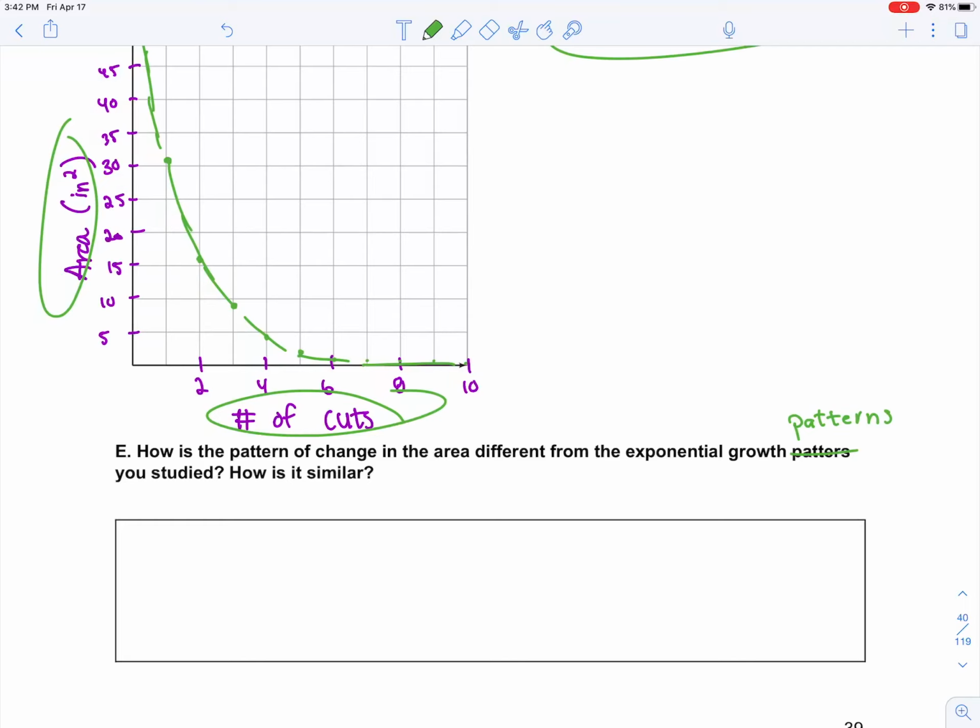I want you to think about this problem because there are some definite similarities between exponential growth and exponential decay. There are also some definite differences. I'm going to make a discussion post about it so you can talk about it there.